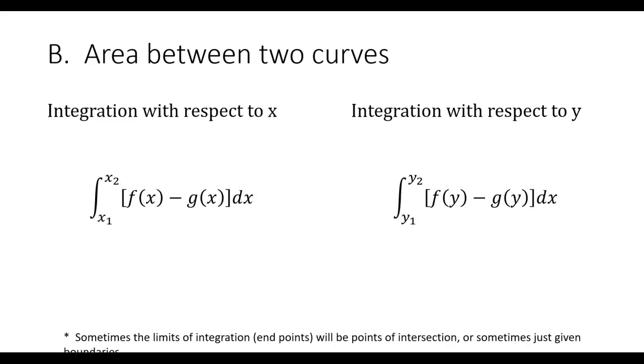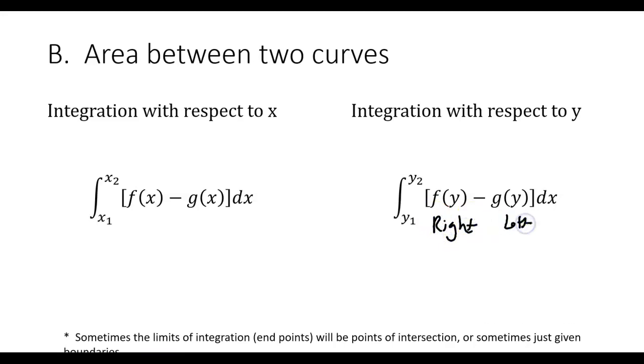And something else that's actually pretty important you guys write down is this is going to be the function that's on top minus the function that's on the bottom. So once again, in this case, f is on top, but g is on bottom. So it would be f minus g in that case, where f is the red function, g is the blue. Right? Whereas over here on this side, it's not top minus bottom, it's the function on the right minus the function on the left.